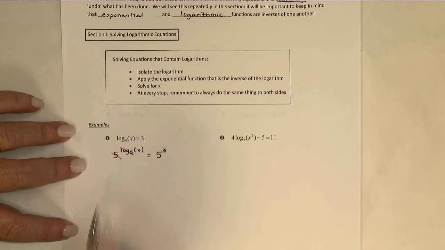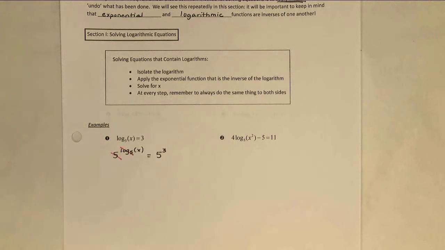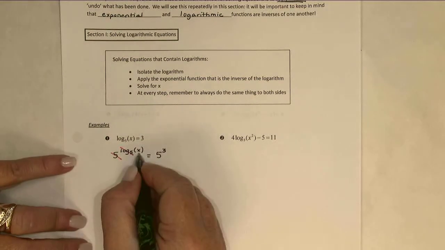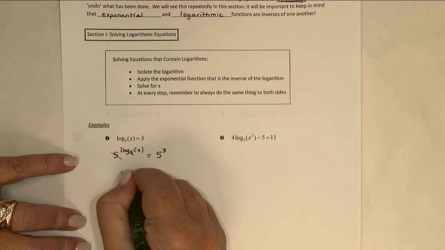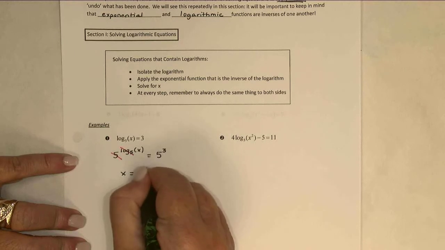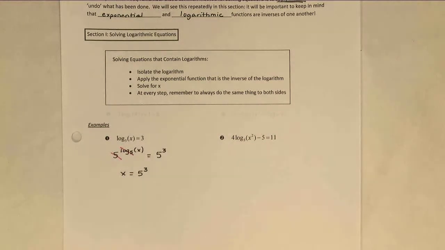exponential and logarithms are inverses. That's the composition of inverses. They do and undo. I just end up with x over here. So x is equal to 5 to the third.